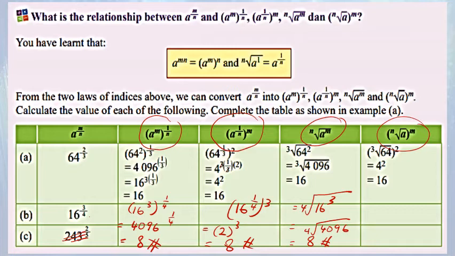The fourth pattern, you must find the root first. So here 16, you find the root of 4. Look at the bottom, root of 4 first, then only you power it with 3. So here you use the calculator, you will get the answer 2, and then power with 3. So 2 power 3 is 8. So here you can get the same answer using any of these.